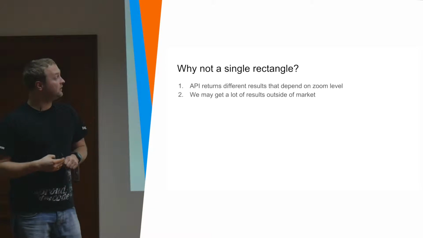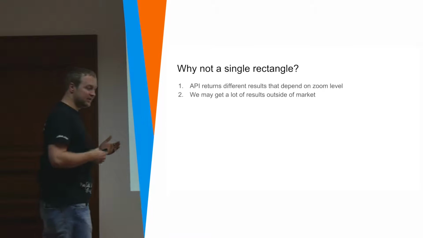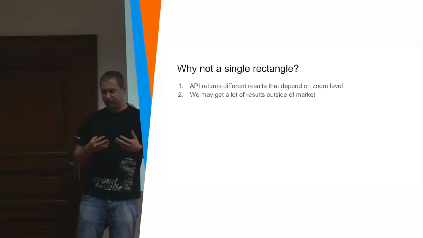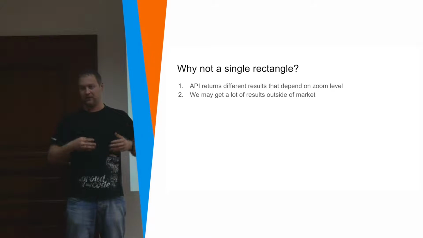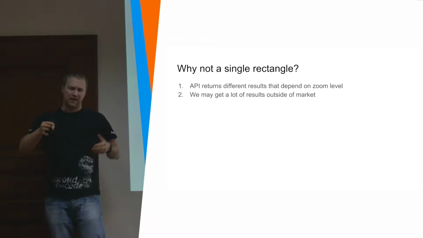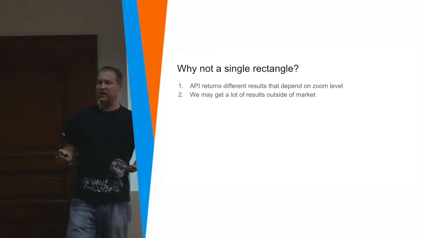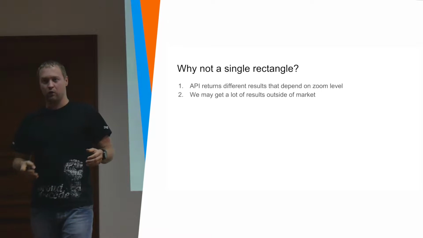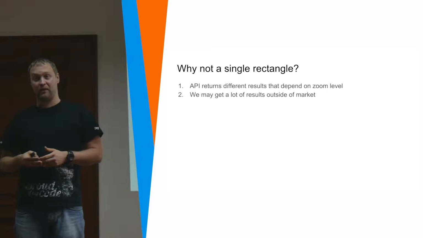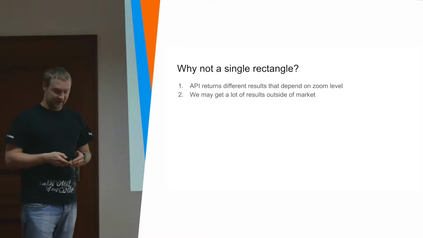And the second issue here is that we get those properties that we are not interested in. They lie outside of the market. So if the market was square, we wouldn't care. But if the market is irregular, we may return more or fewer properties that we actually do not care about.